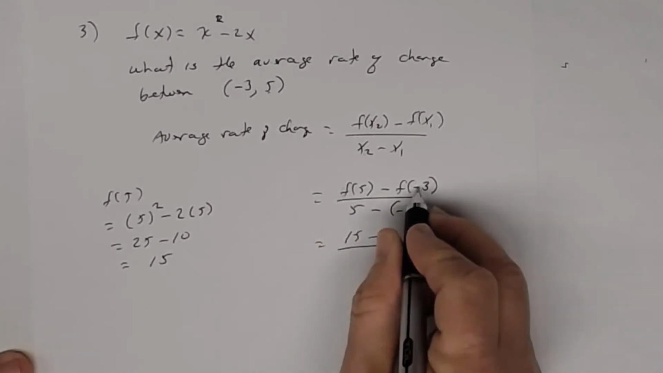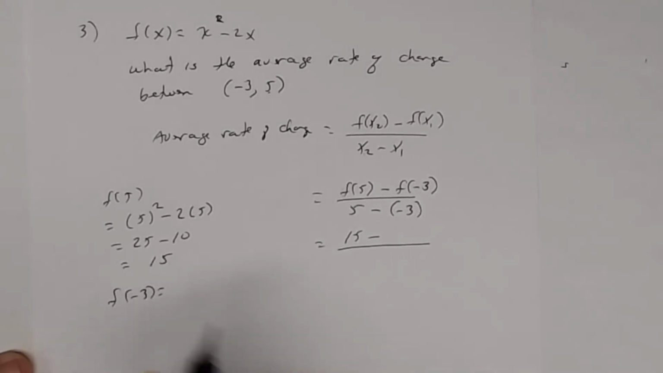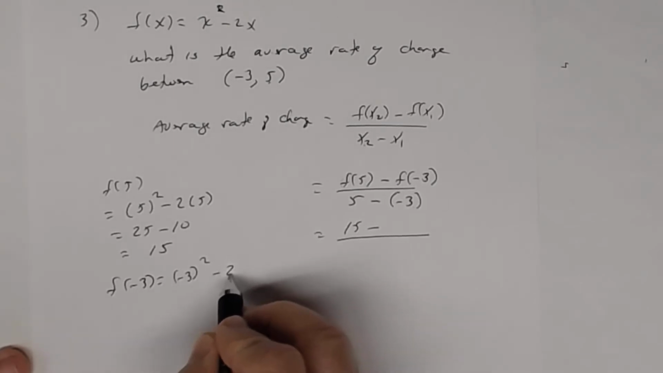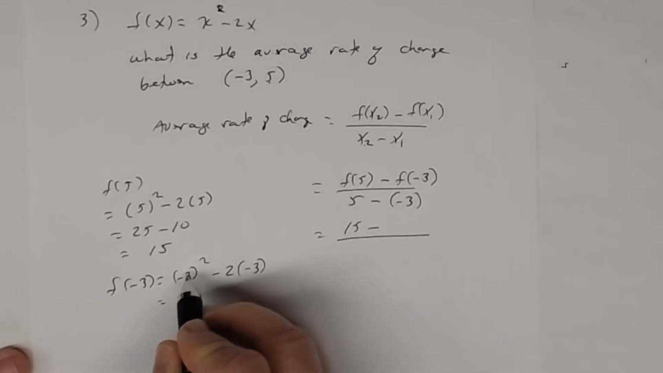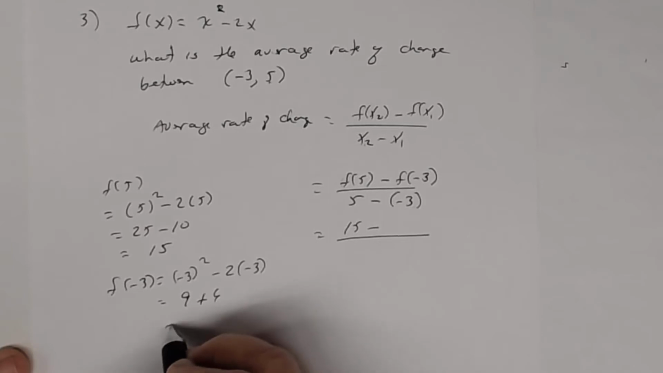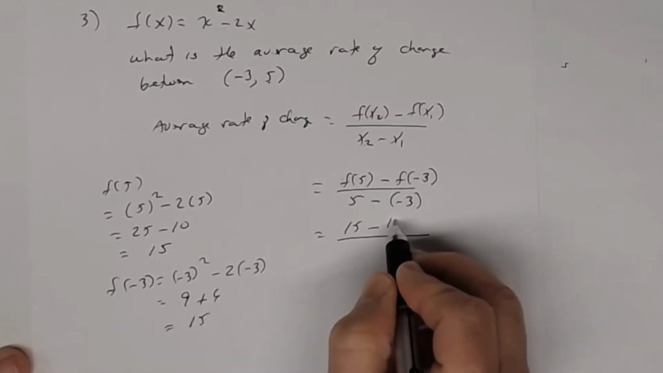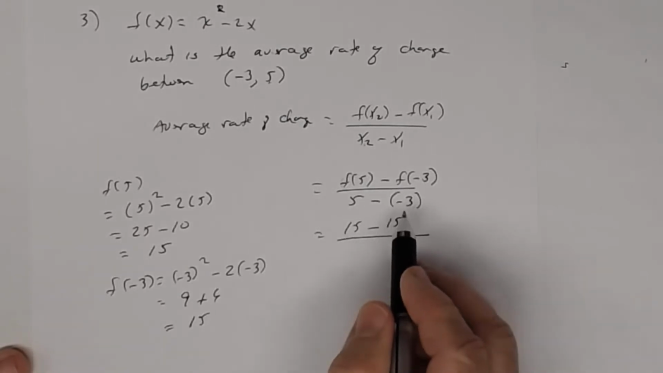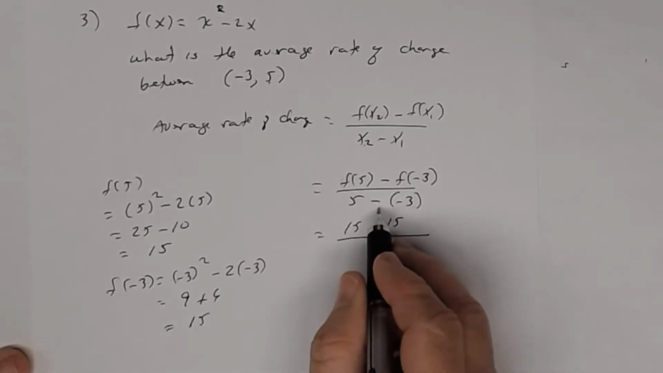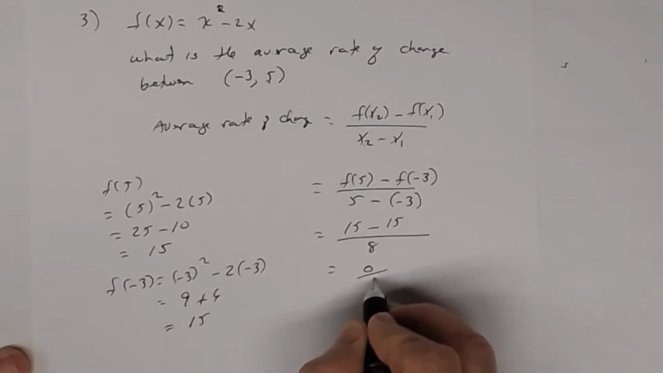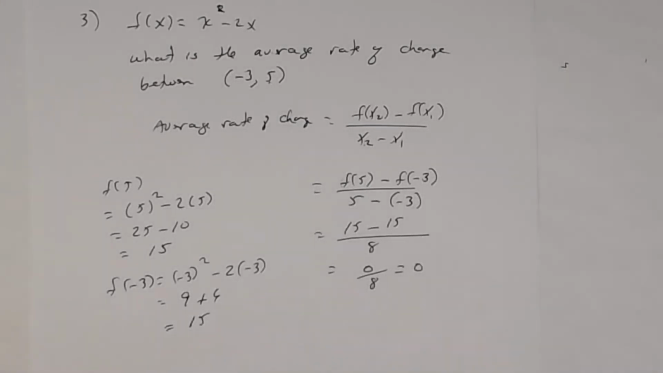I'm going to subtract f of -3. So f of -3, same thing. You square -3, so it'll be (-3) squared minus 2 times -3. Well, (-3) squared is 9. A -2 times a -3 is a +6. And then 9 plus 6 is 15. So I got 15 minus 15. And then the denominator, I have 5 minus a -3, which is 8. So I get 15 minus 15, which is 0, and 0 divided by 8 is 0. So the average rate of change is 0.